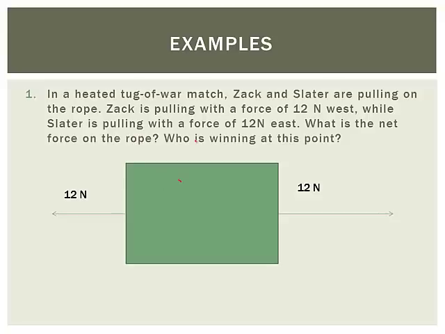Okay, so now let's check our answer. Zach and Slater are pulling the rope. Zach is pulling with 12 newtons west, while Slater is pulling with 12 newtons east. So what is the net force? Well, they're going in opposite directions, so you have to subtract the two vectors. But, oh my goodness, it's 0 newtons. So that means that Zach and Slater have a tie in their tug of war match. Neither guy won the tug of war because the resultant is 0.